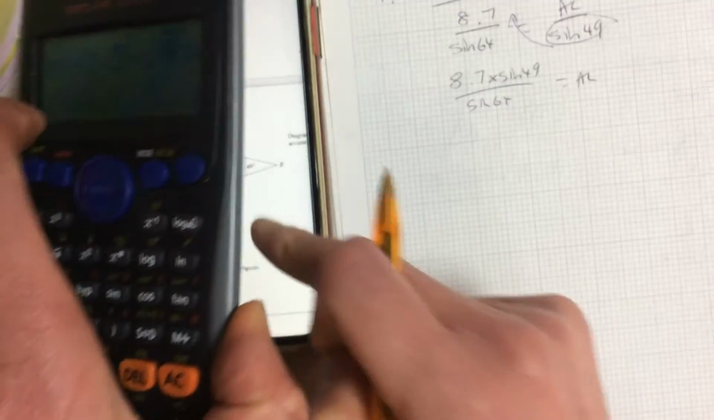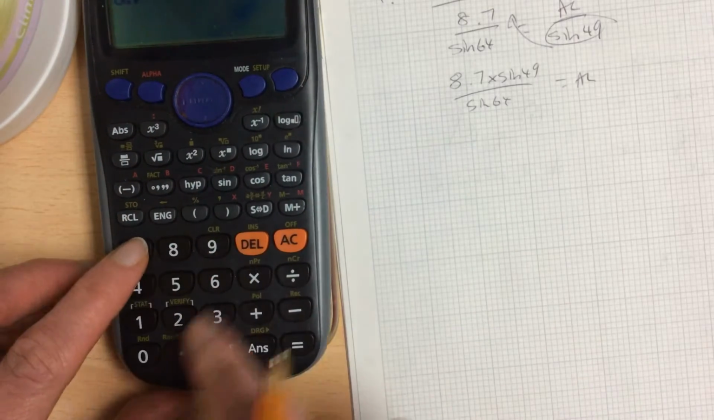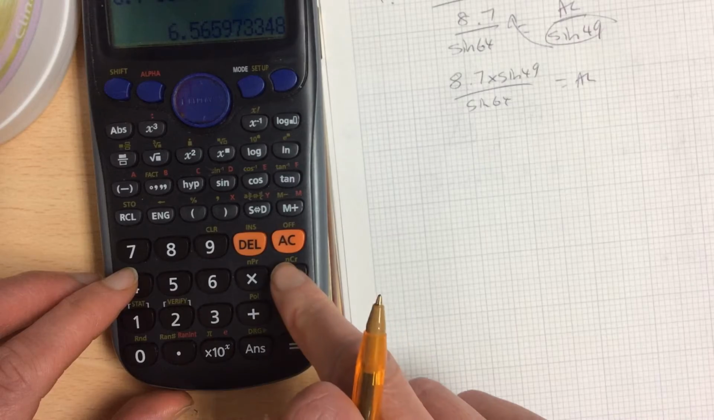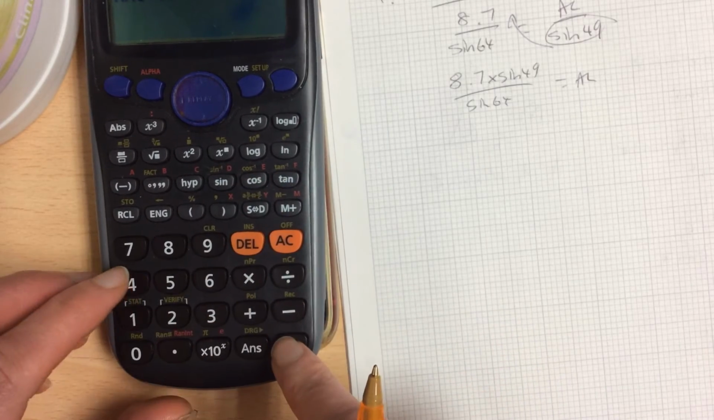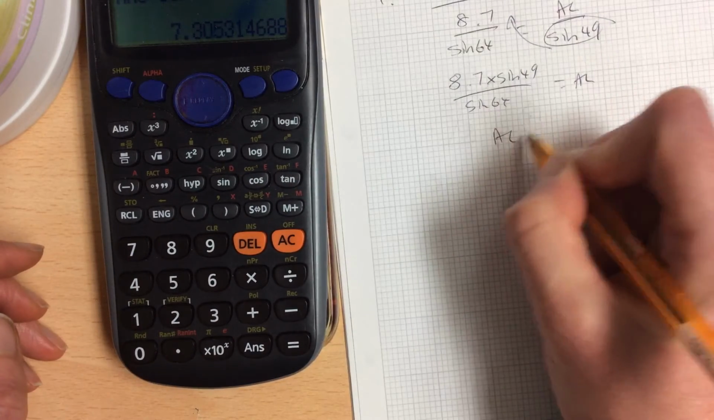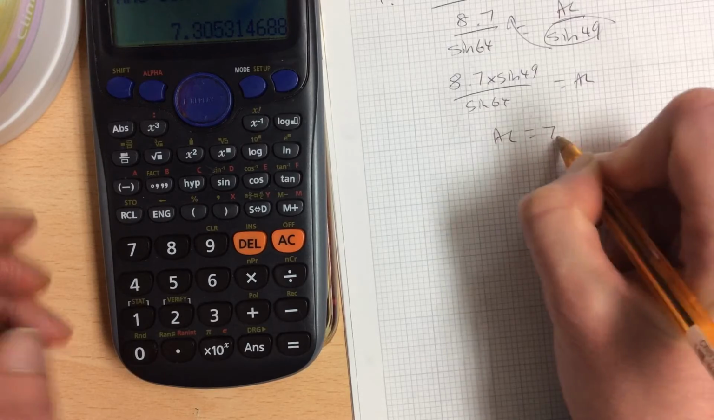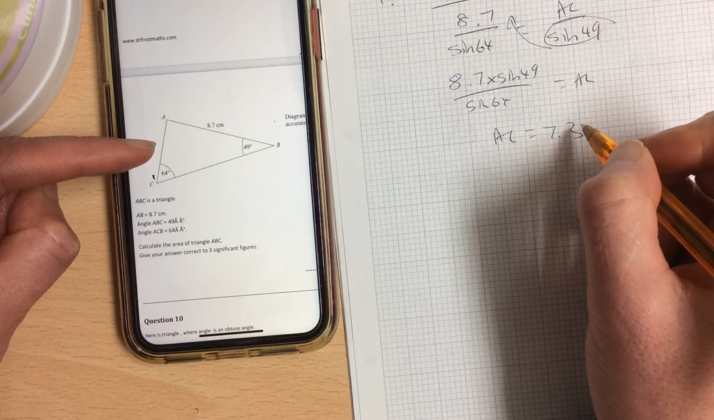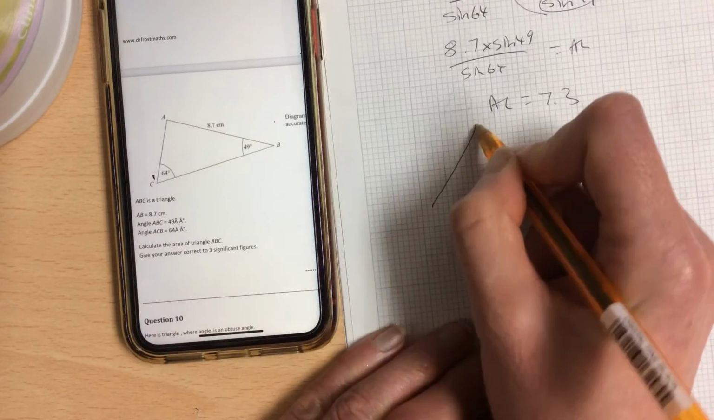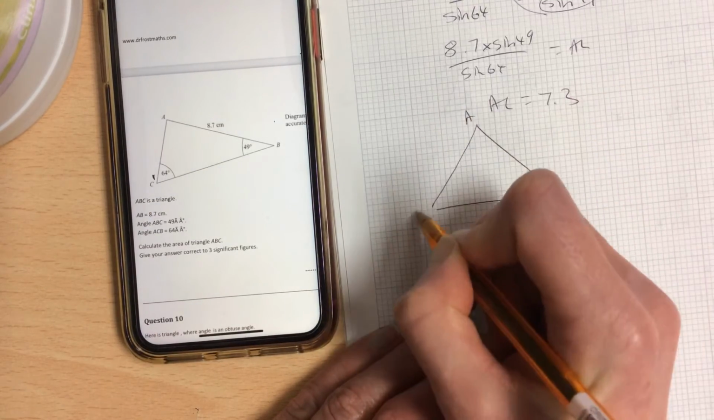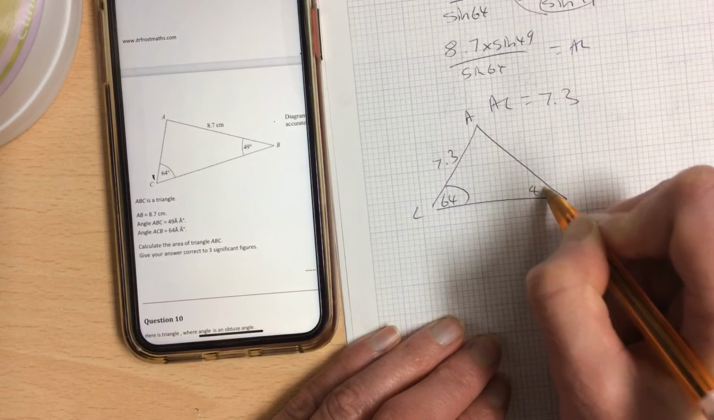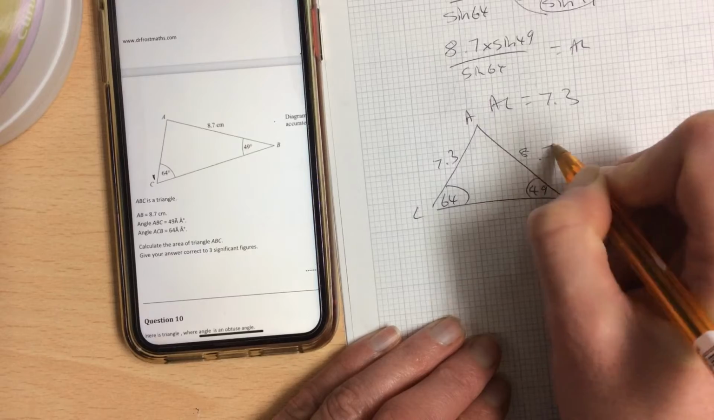So enter our calculators. 8.7 times sine 49. I always press equals when I do the top line. Divided by sine 64 gives me AC to be 7.3. So my finger here is 7.3. Oh, jeepers, I'm going to have to draw this out because I'm still not where I want to be. This is 7.3. This is 64. This is 49. This is B, 8.7.